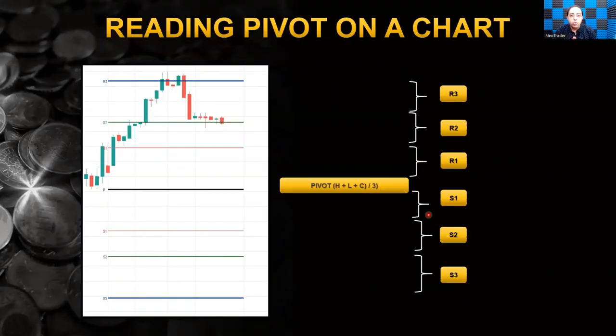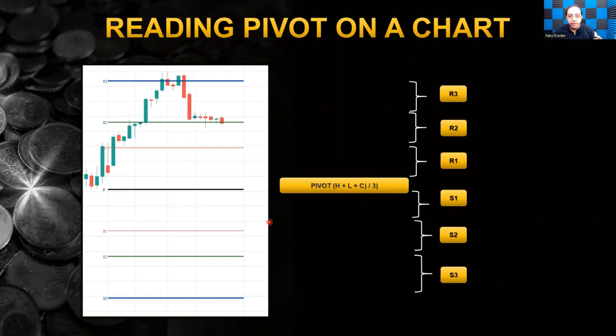First, let's see how you see a pivot on a chart. A pivot on a chart looks somewhat like this. You've got pivot levels here, you've got the resistance on the way up, you've got supports on the way down. These support and resistance levels help you to take action.